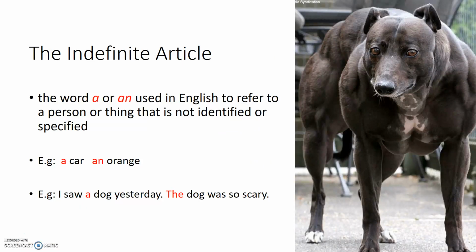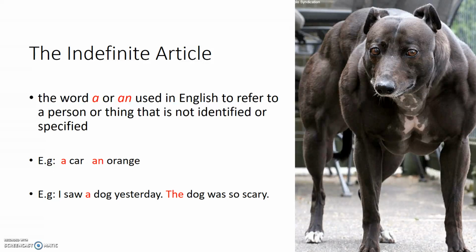The other article is the indefinite article. The indefinite article takes two forms which are a and an. It is the word a when it precedes a word that begins with a consonant. For example, a car. It is the word an when it precedes a word that begins with a vowel.